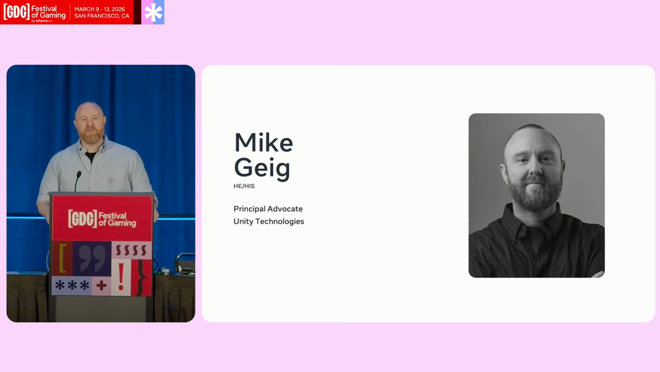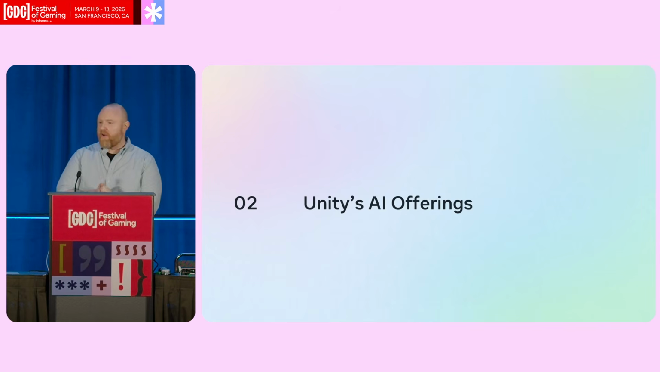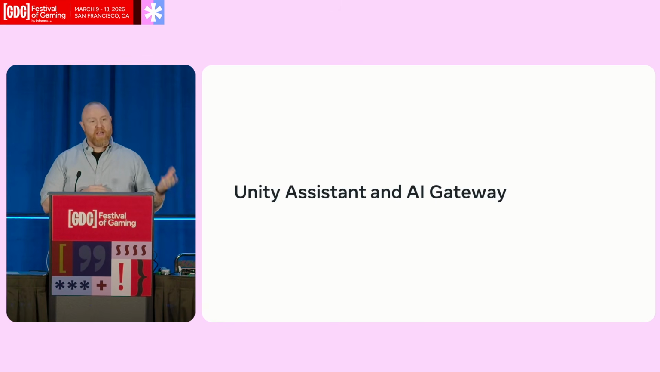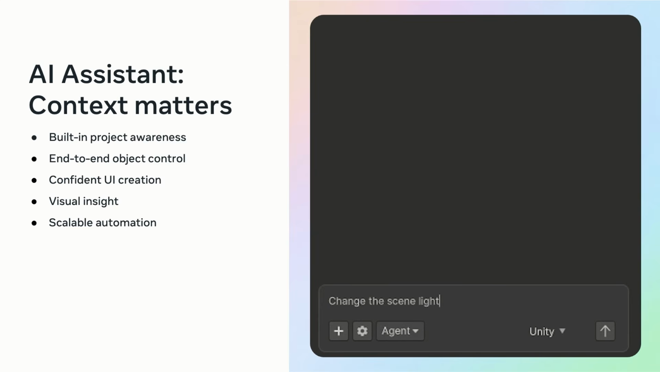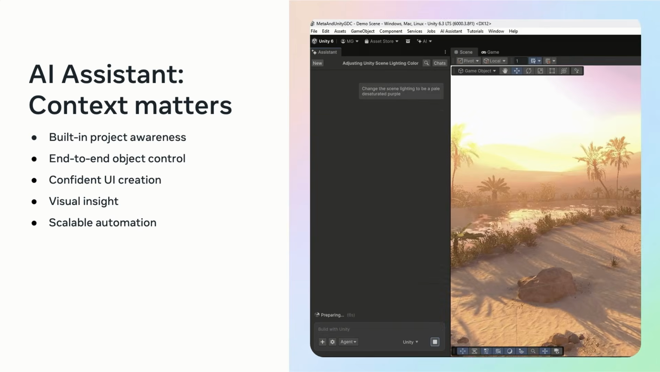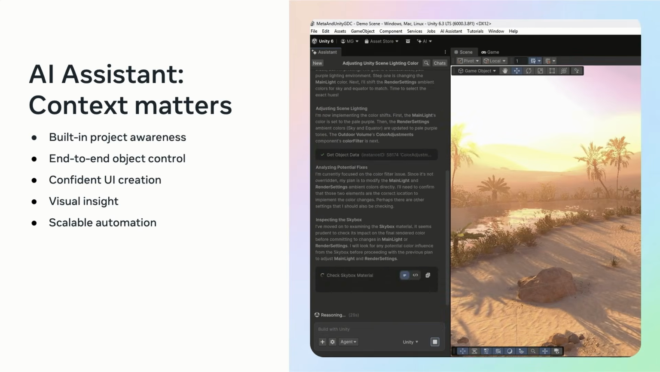Sure. Hi, everybody. My name is Mike Geig, Principal Advocate at Unity Technologies. And today, I want to talk a little bit about Unity's AI offerings. And we can talk about this in 2 ways. So we have the Unity AI Assistant, and we have the AI Gateway. So the AI Assistant is our set of tools in Editor that has all our agents and skills and workflows. It's where you actually do the AI work.